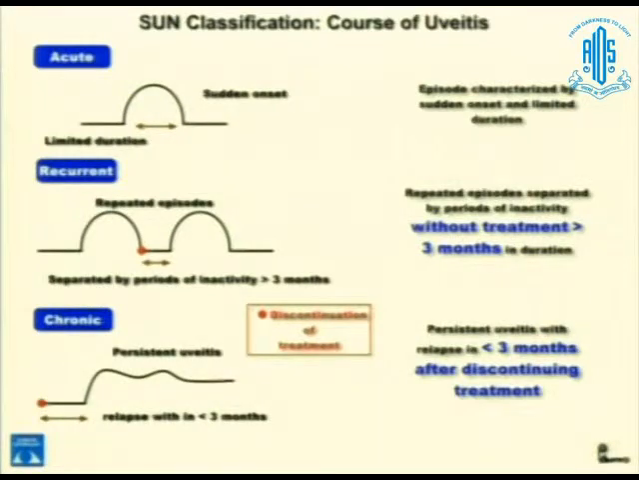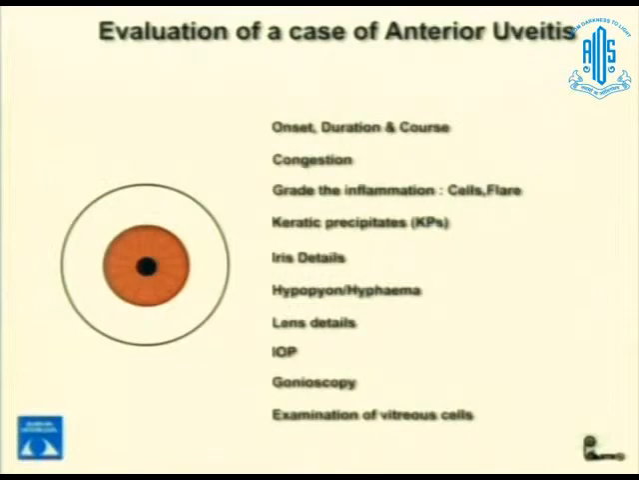Acute is characterized by the sudden onset with limited duration. And it can be recurrent also, repeated episodes, where after the discontinuation of the treatment, the recurrence occurs after more than 3 months, then we call it recurrent. If it's a chronic uveitis, after discontinuation of the treatment, the persistent uveitis is seen even after less than 3 months of treatment.